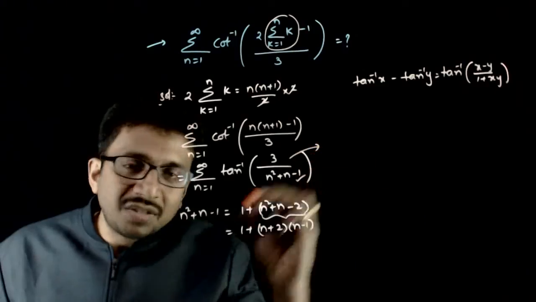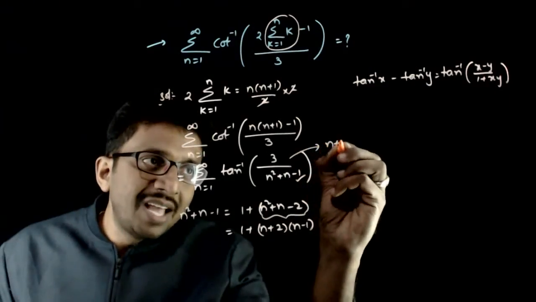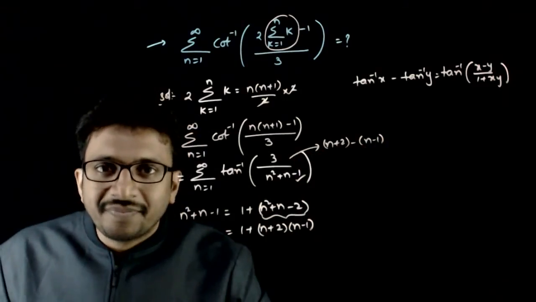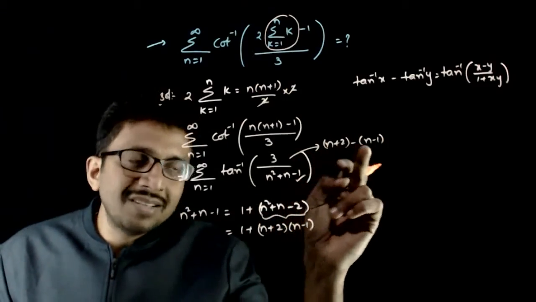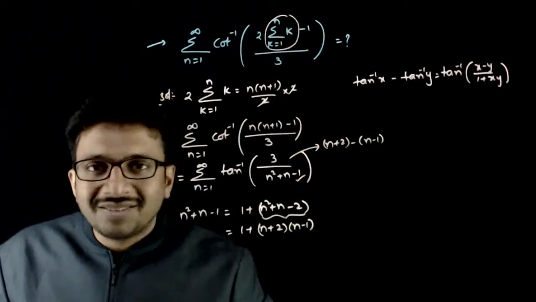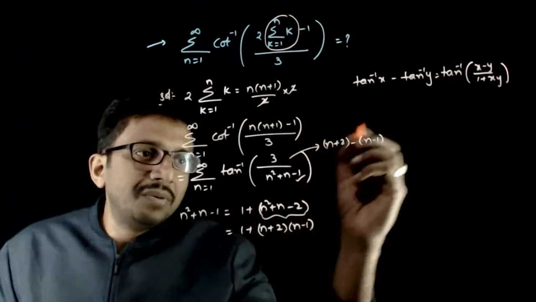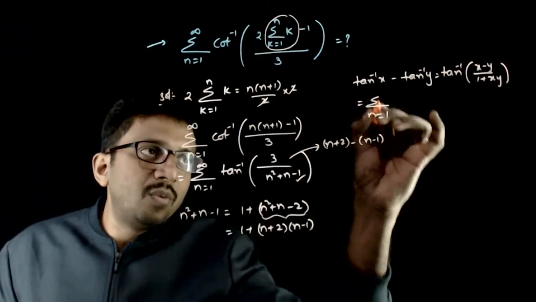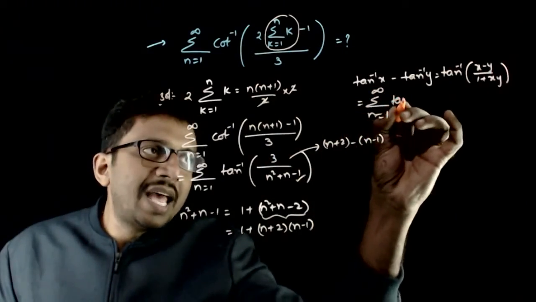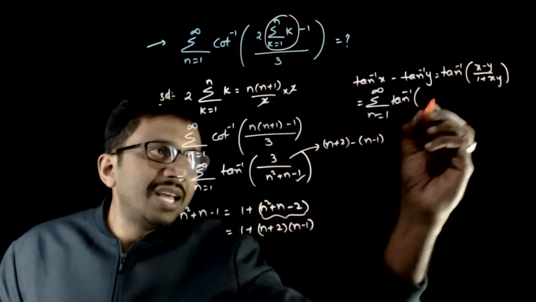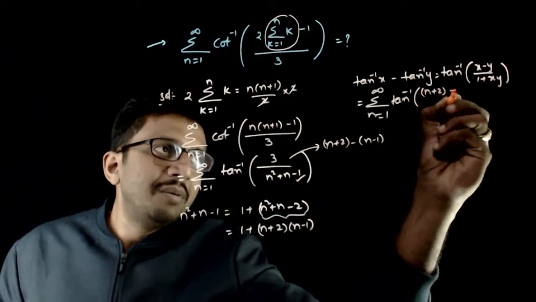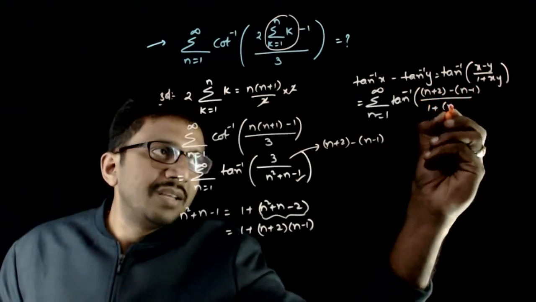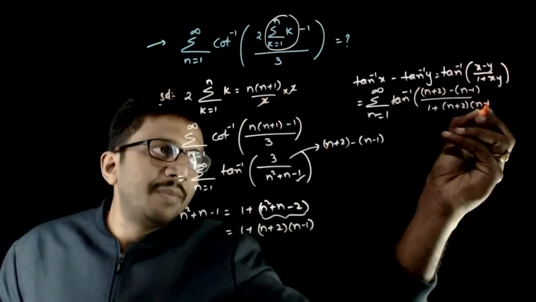So does 3 satisfy that? Can I write 3 as n plus 2 minus of n minus 1? Luckily yes. n plus 2 minus of n minus 1 is n, n gets cancelled, so 2 plus 1 is 3. So this can be written as the sum from n equal to 1 to infinity of tan inverse of n plus 2 minus of n minus 1, divided by 1 plus n plus 2 times n minus 1.